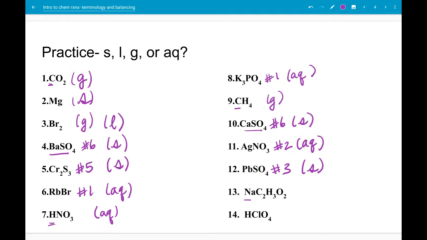Sodium acetate, rule number 1, sodium containing compounds are aqueous, and it starts with an H, that makes it an acid. So that is the correct answers for those practice problems.